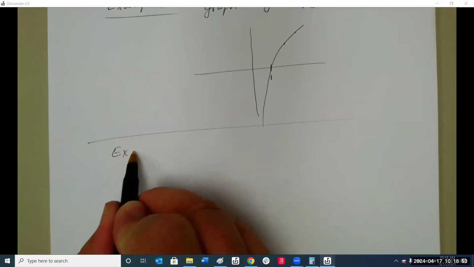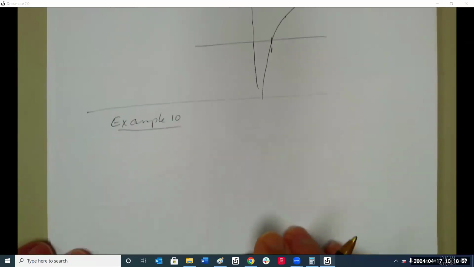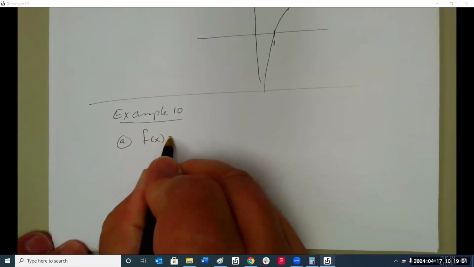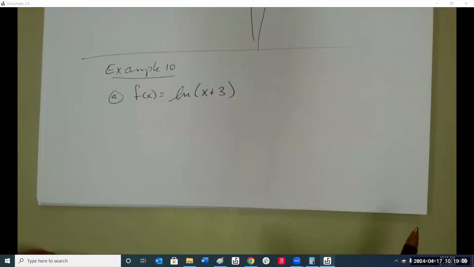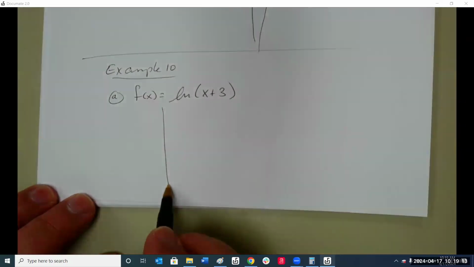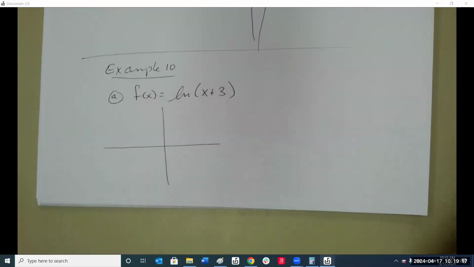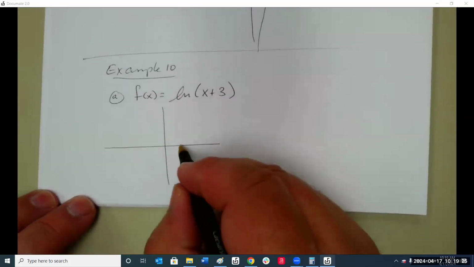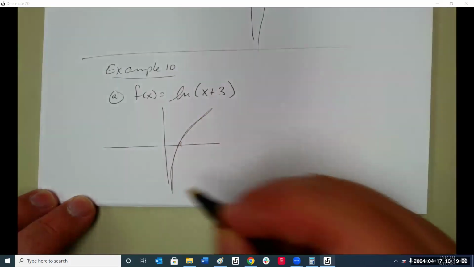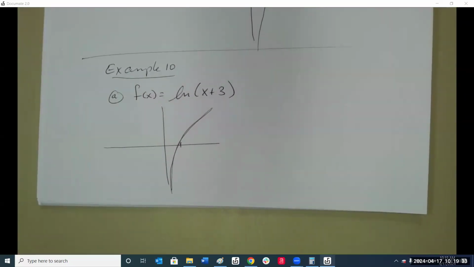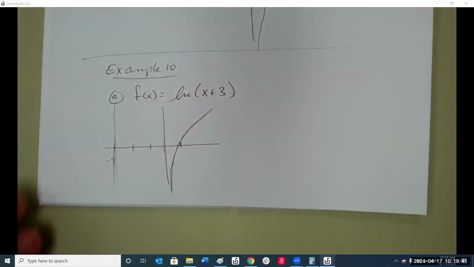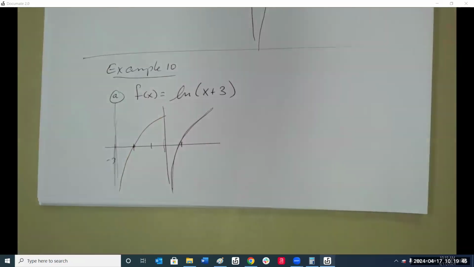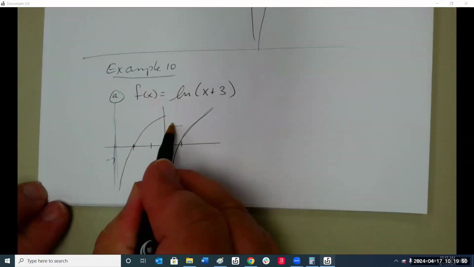Example 10 now deals with transformations. A, f of x equals ln of x plus 3. What is that one going to look like? What kind of shift is it? Horizontal, because it happens inside the function. So we know the original function looks something like this. Which direction and how many spaces does it move? Yeah, so the origin moves to the left 3. So there's your new origin at negative 3. It crosses there. So it shifts back 3 spaces.